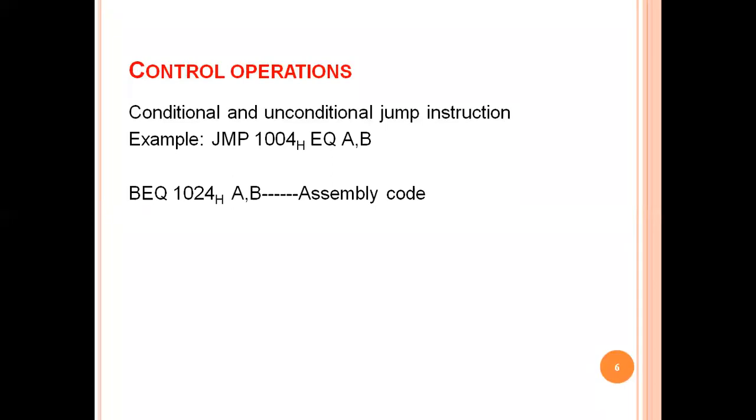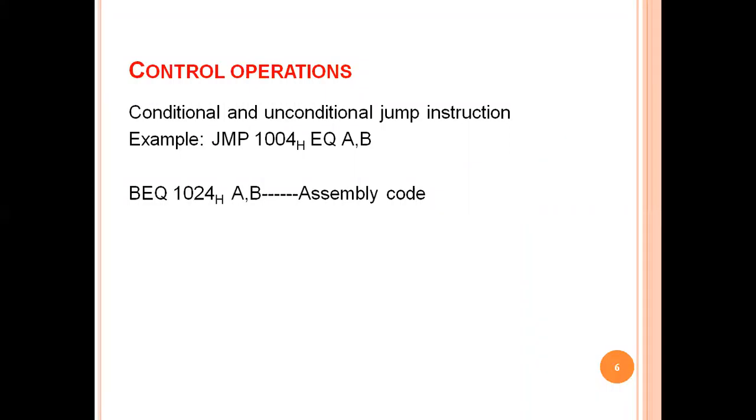Clear? See here. First example, I have written here JMP 1004 HEQAB. What is the meaning of that? Meaning of that is the control will jump. EQ, I have already told that EQ means whether it is equal to, whether the value of A is equal to B. That means when the value of A is equal to B, the program will jump to the address location 1004 in hex code.